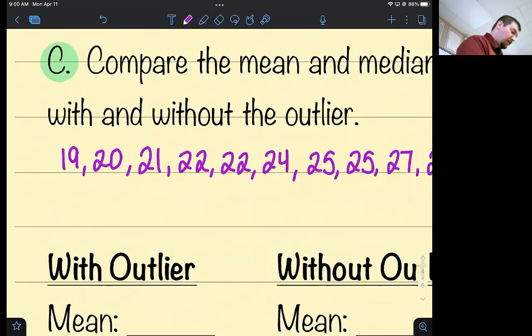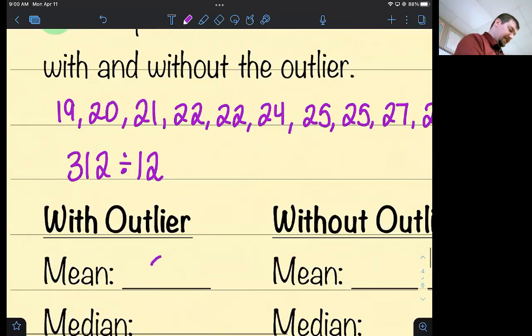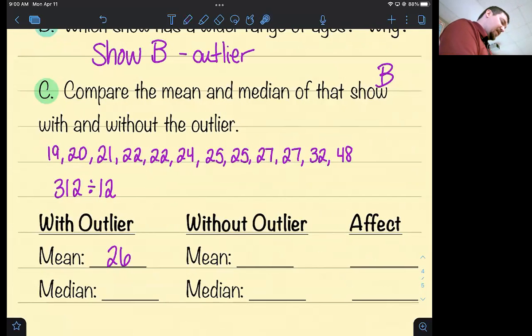So we get 312. There are 12 numbers, so we're going to divide by 12, and that'll give us the mean with the outlier included. Divide by 12, Addison. 26. Okay. Now 26 is not quite in the middle, and that's because of the outlier. I want my mean to be in the middle, but it's not quite there because it's been affected.